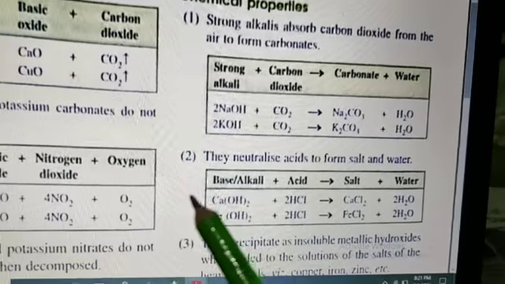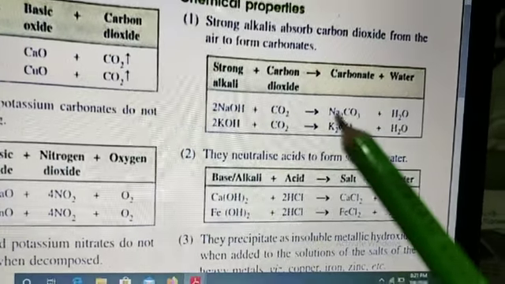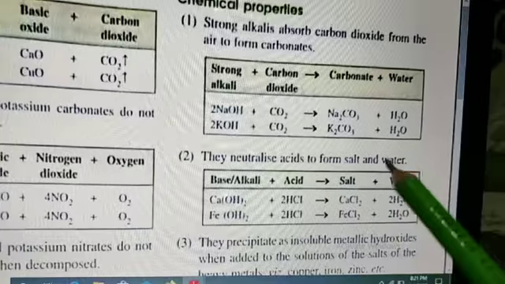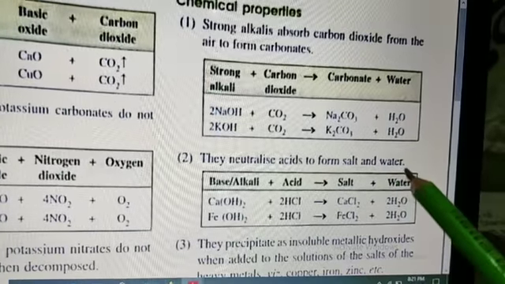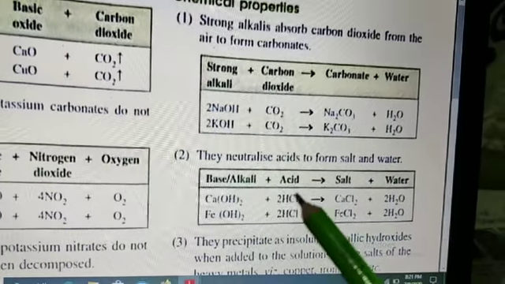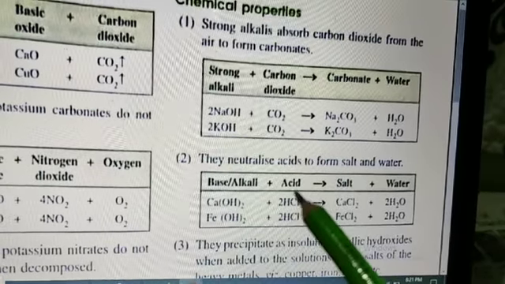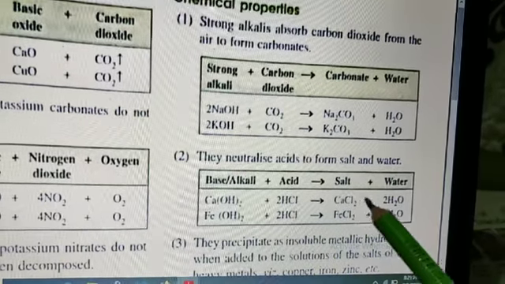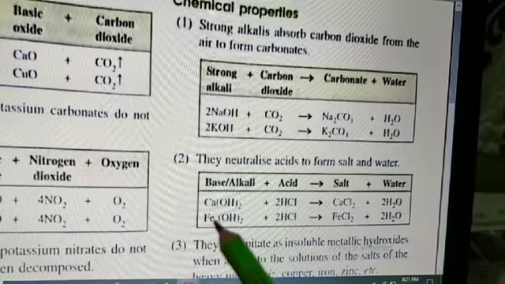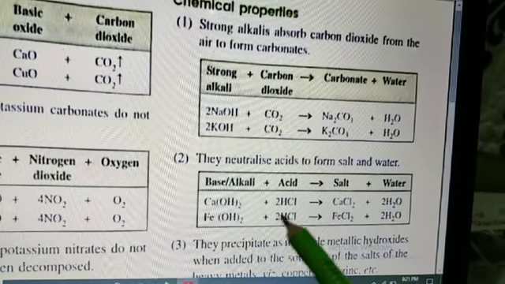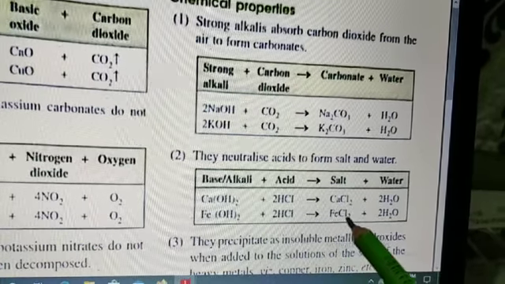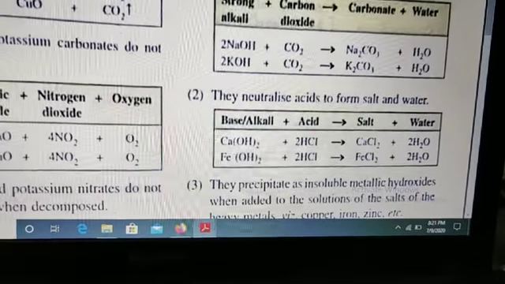The next chemical property of bases is that they neutralize acids to form salt and water. This is a neutralization reaction, as we know. Base reacts with acid to form salt and water. For example, calcium hydroxide reacting with HCl will give you the salt calcium chloride and water. Similarly, ferrous hydroxide, when it reacts with HCl, will give you FeCl2 and water.